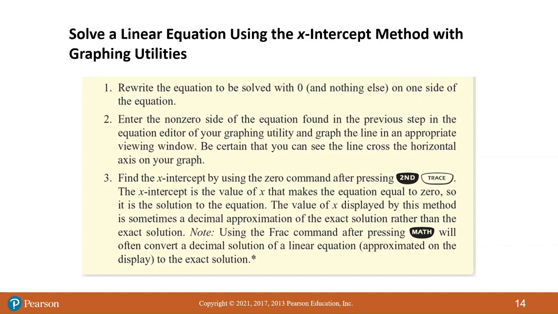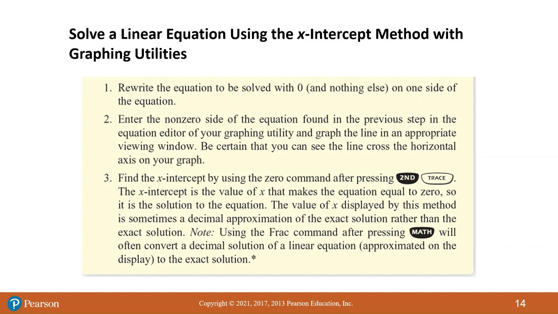Let's solve a linear equation using the x-intercept method with graphing utilities. The first thing we want to do is rewrite the equation to be solved with 0 and nothing else on one side of the equation. Then we want to enter the non-zero side of the equation found in the previous step in the equation editor of your graphing utility and graph the line in an appropriate viewing window. Be certain you can see the line cross the horizontal axis on your graph.